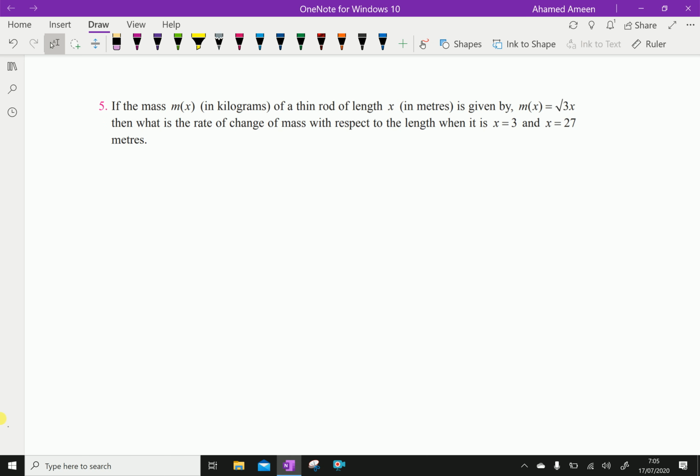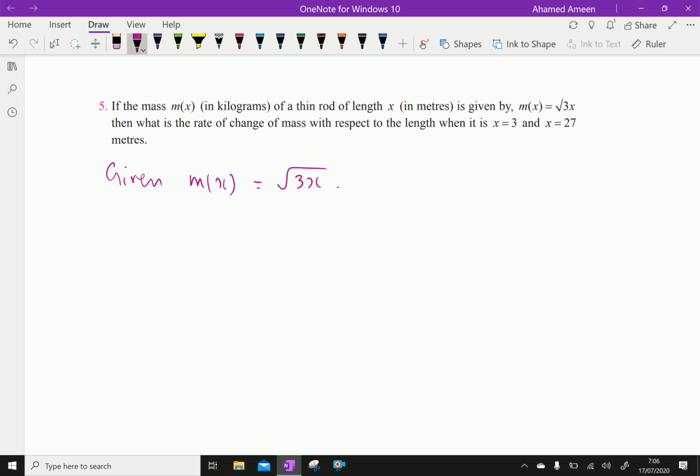Fifth question. If the mass m of x in kilogram of a thin rod of length x in meter is given by m of x equals root 3x, then what is the rate of change of mass with respect to the length when x equals 3 and x equals 27 meters? Here given, m of x, mass is a function of x, equals root 3x.